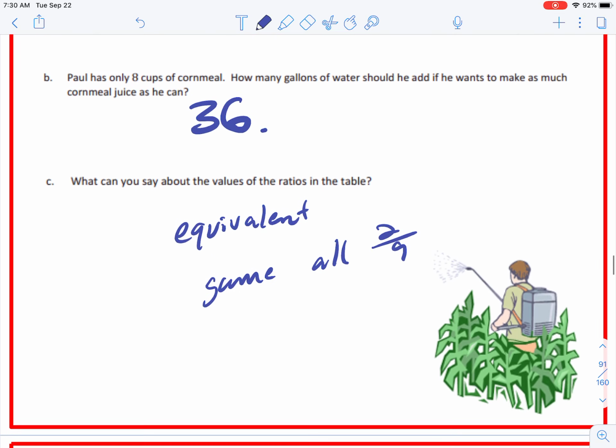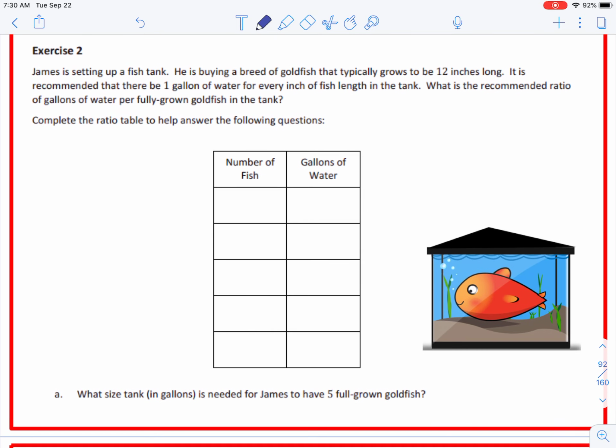Okay, let's move on. Exercise 2. James is setting up a fish tank. He is buying a breed of goldfish that typically grows to be 12 inches. It is recommended that there be 1 gallon of water for every inch of fish length in the tank. What is the recommended ratio of gallons of water per fully grown goldfish in the tank? Complete the ratio table to help answer the following questions.